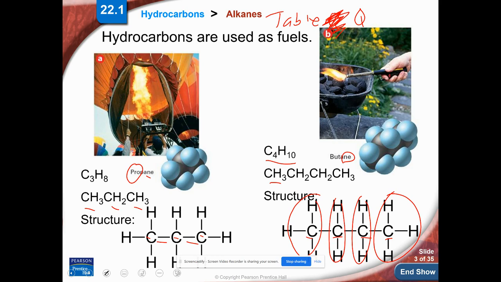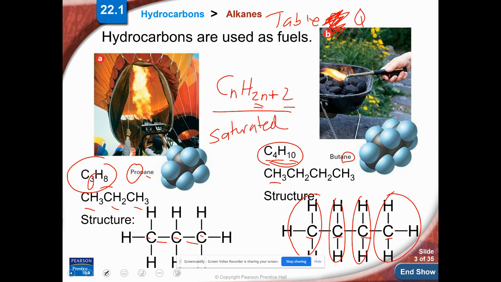Now here we have our molecular formulas, C3H8 and C4H10. These match CnH2n+2 for an alkane, where n is equal to the number of carbons. If I have 3 carbons, 3 times 2 is 6, plus 2 is 8. If I have 4 carbons, 4 times 2 is 8, plus 2 is 10. That's how you use the general formula from table Q. And remember, these have single bonds, so they are saturated.